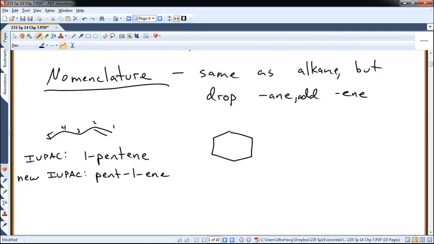If we did this structure, where we had a ring, we should count such that the double bond is at the first number in the ring. So I would count 1, 2, 3, 4, 5, 6. The new IUPAC system would say that this is cyclohex-1-ene. Okay, so those are relatively easy. What if we had something like this?